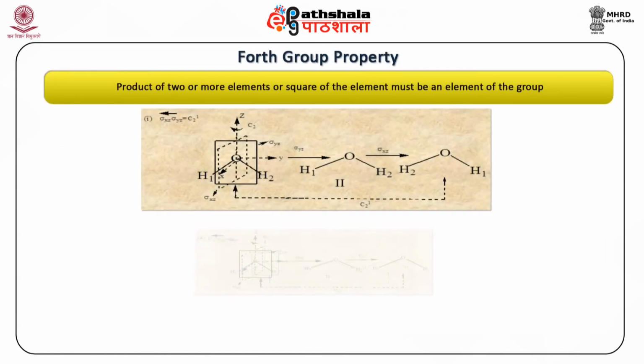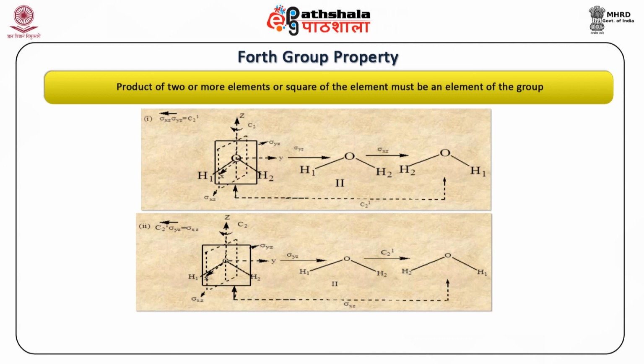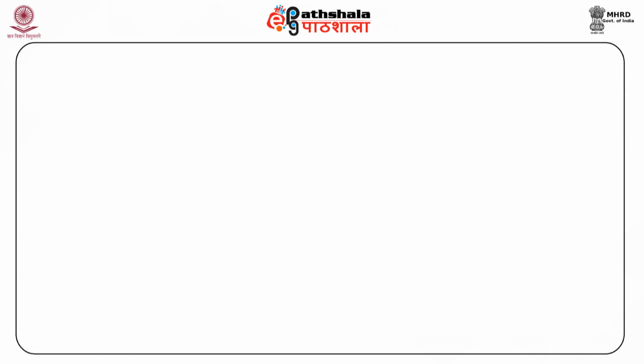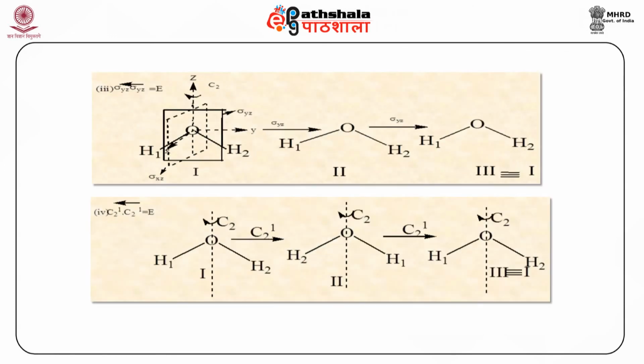The fourth property says that product of two or more elements or square of the element must be an element of the group. The combinations of various symmetry operations are shown in the figure. These are some more products according to the fourth property.